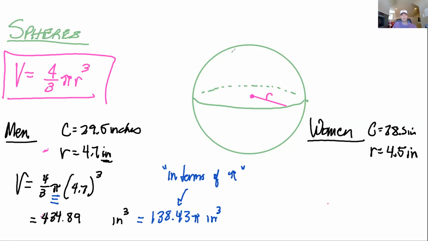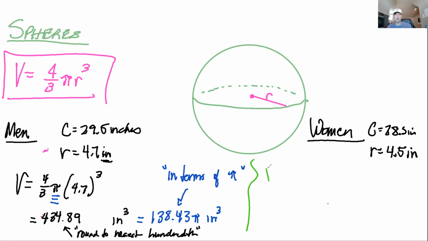This one here would say something like round to nearest hundredth. So just look for those phrases that will tell you what you're supposed to do. Okay, let's go over to the women's side now, and let's find the volume of this women's ball.